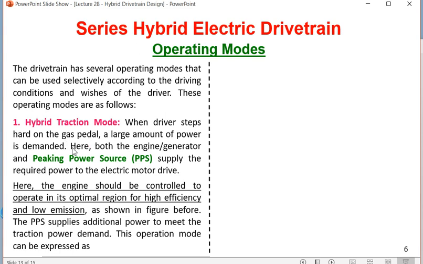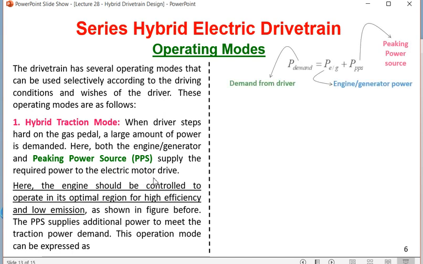Here both the engine generator and the peaking power source work. The engine generator is the primary power source, and the peaking power source, this battery, is the secondary power source. Together they supply the required power to the electric motor drive. You are finding that P demanded, so this is a demand from the driver, is being satisfied by the engine generator power, that is P_E/G, and P_PPS. The peaking power source and engine generator together satisfy the high power demanded by the driver.